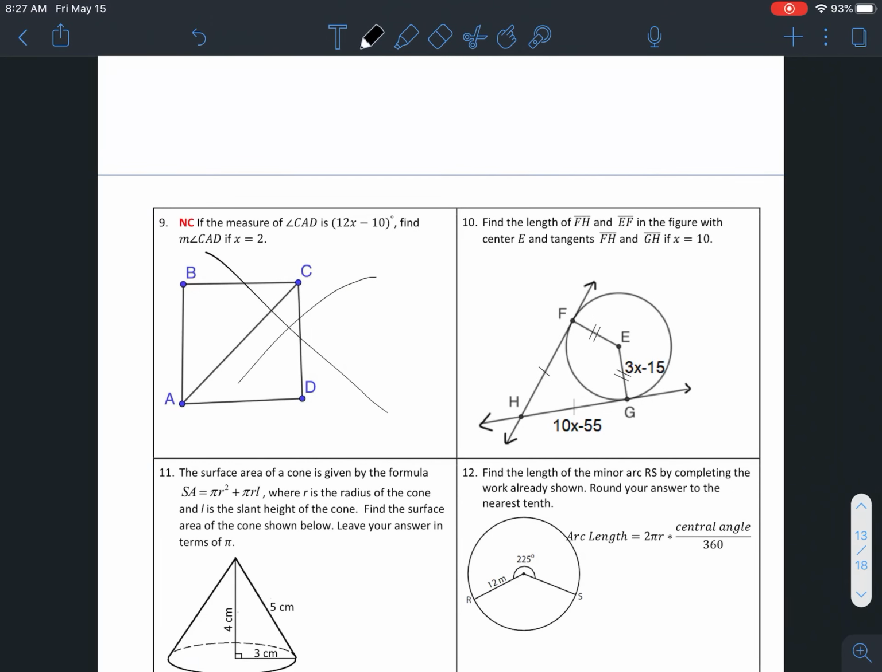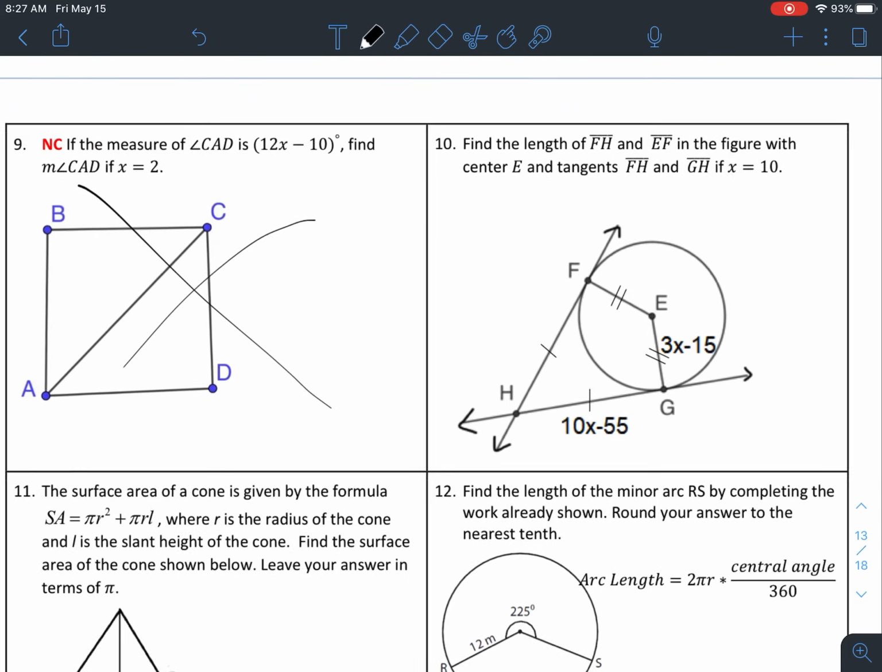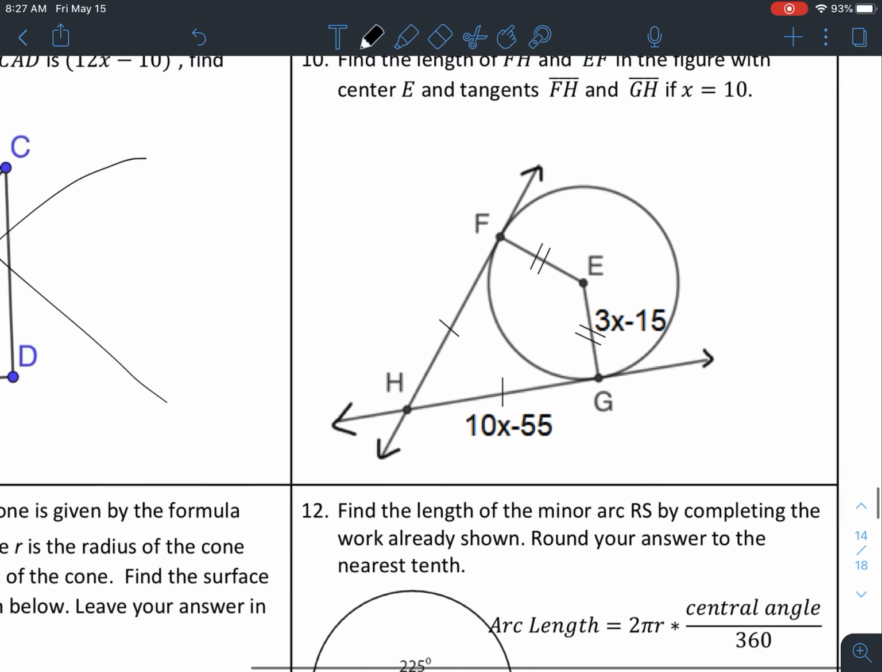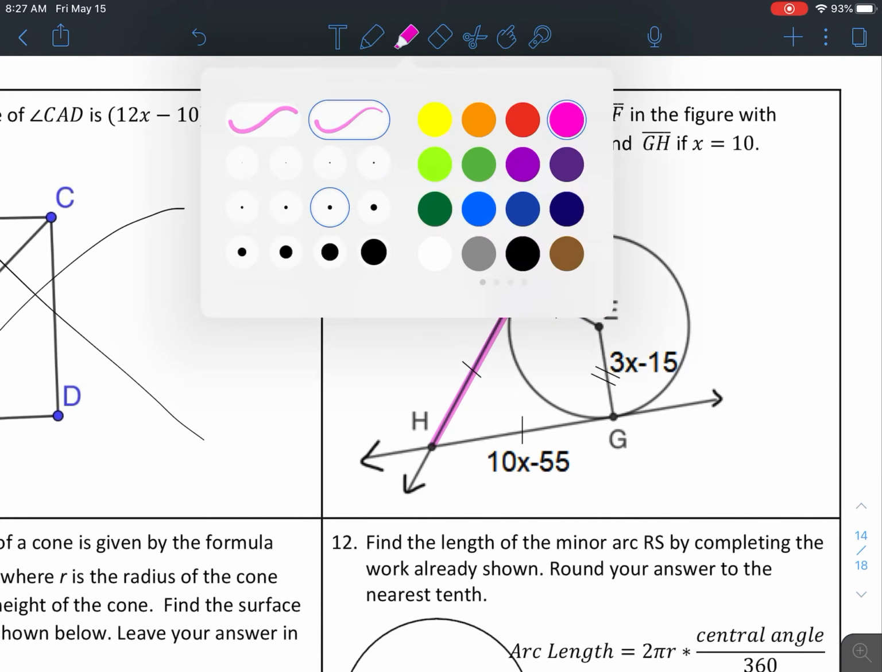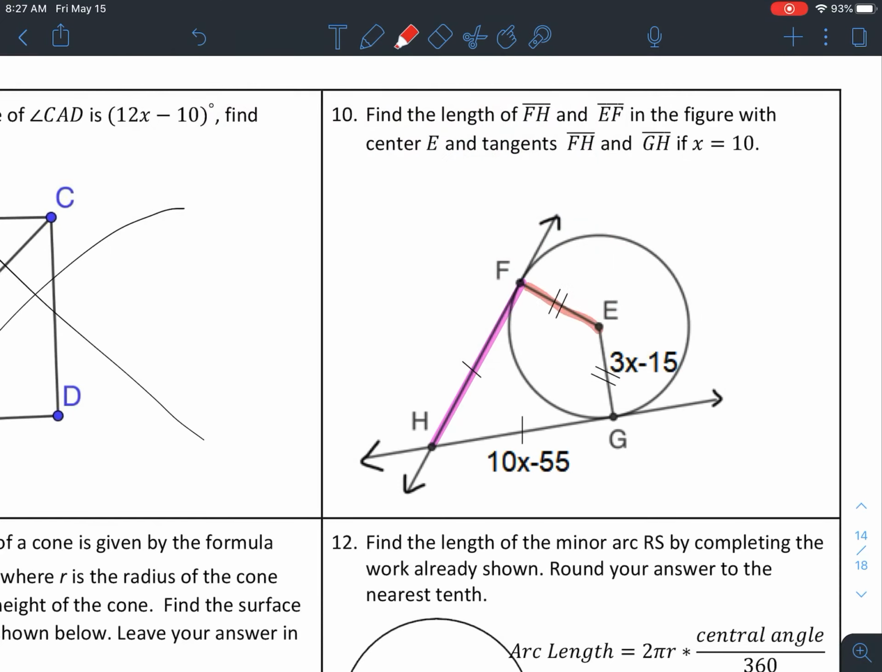9 we don't have to do. 10 let's do. Find the length of FH and EF. So FH is right here, and EF is right here, and they're saying FH and GH if x is 10.